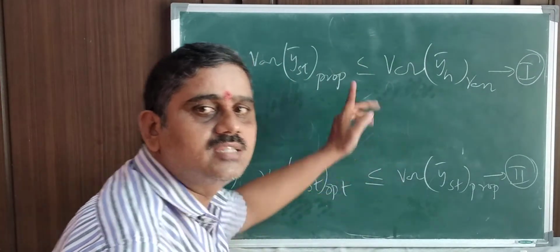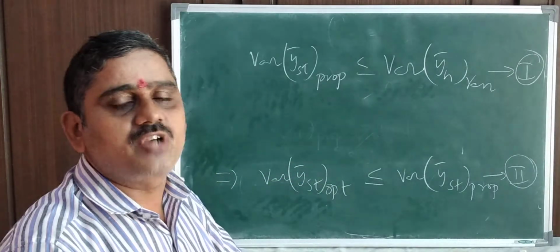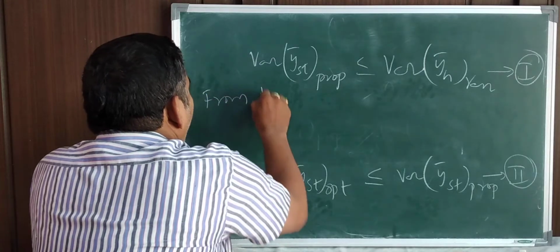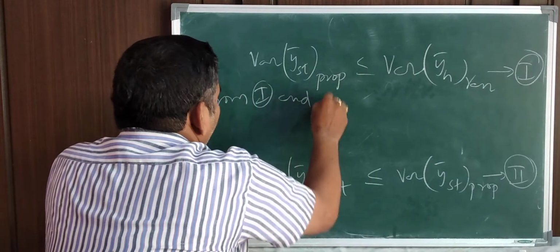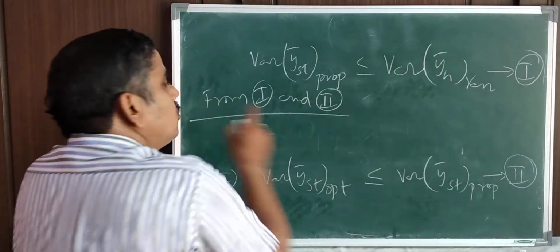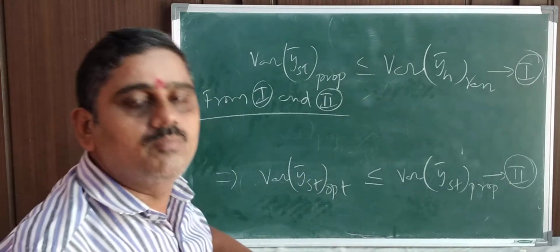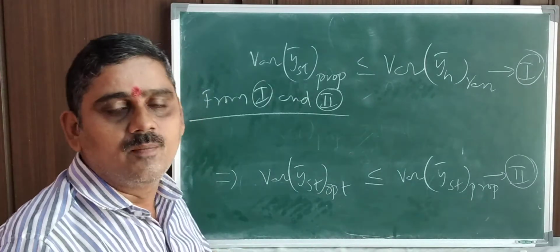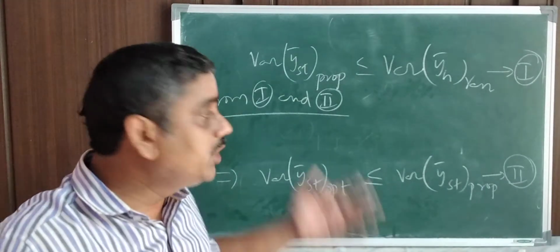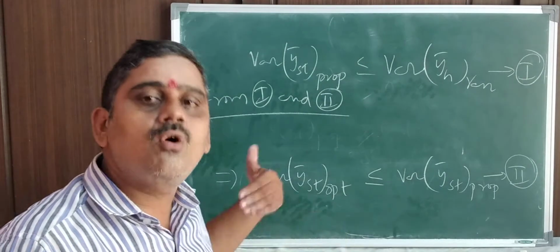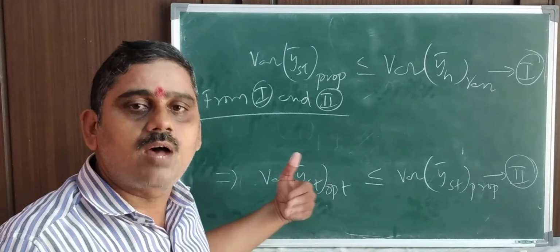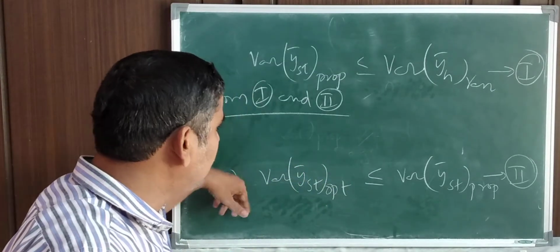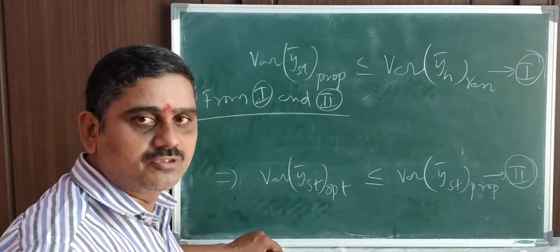Therefore A is less than or equal to B, which is less than or equal to C, which can be established from these two relations, that is from 1 and 2. You have to do these two relations to get the comparison among these three particular relations. Then we have to do these two relations first, and only then establish this kind of relation between these two, that is proportional and random, and optimum and proportional.